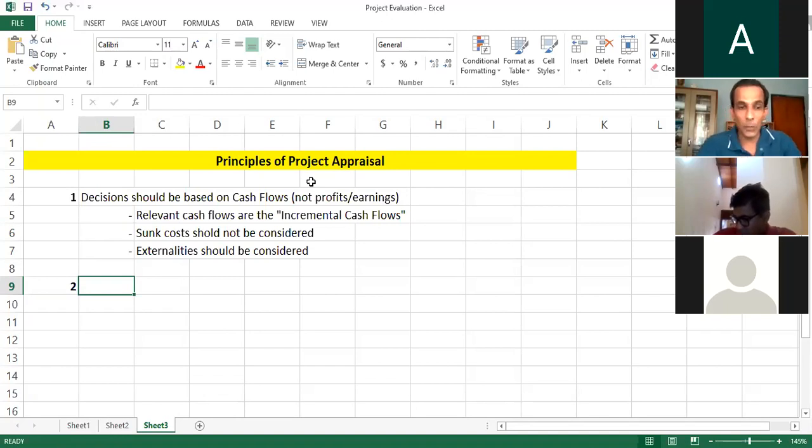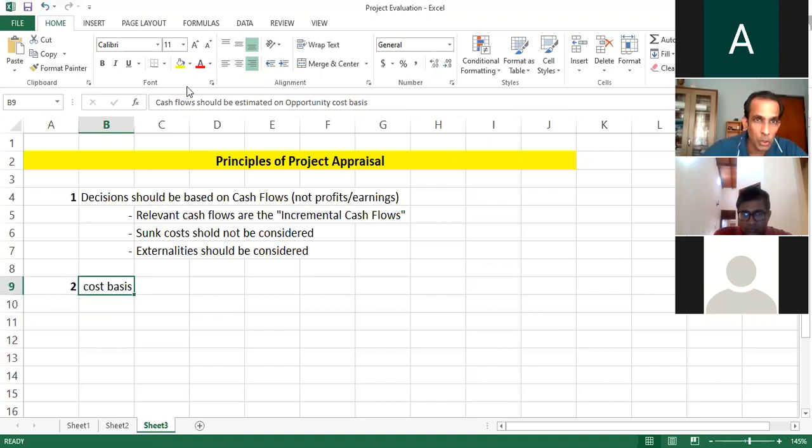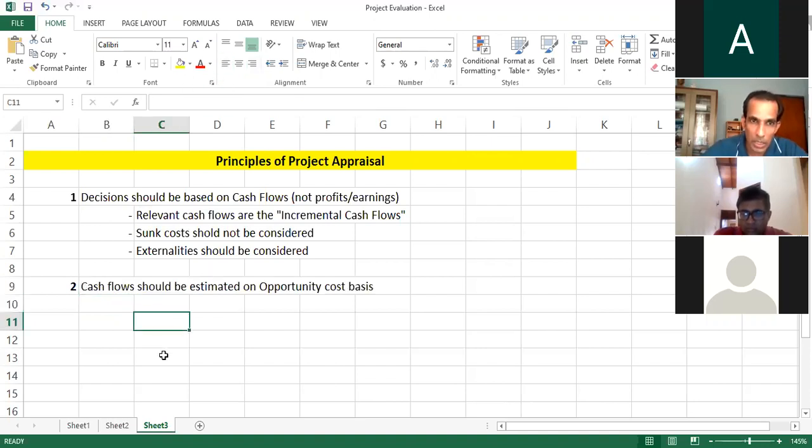That means cash flows should be estimated on opportunity cost basis. Cash flows should be evaluated on opportunity cost basis, right? So even if there is no explicit, actual outflow of cash, if the company has opportunity cost, that should be considered, right? Cash flow should be estimated on opportunity cost basis, right?